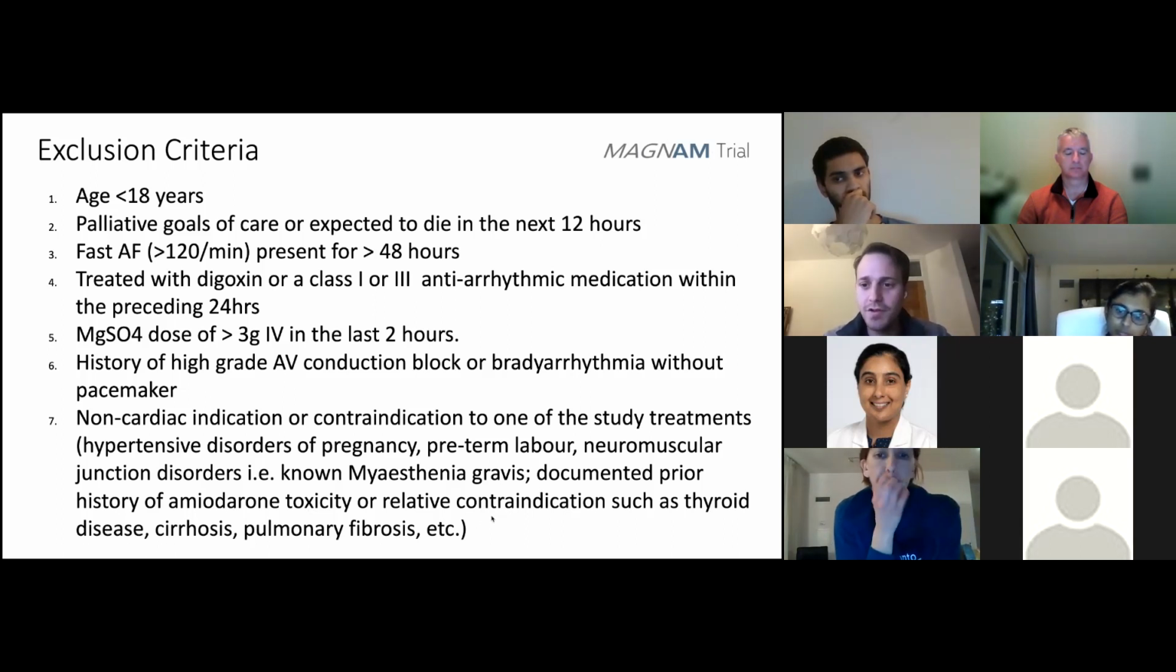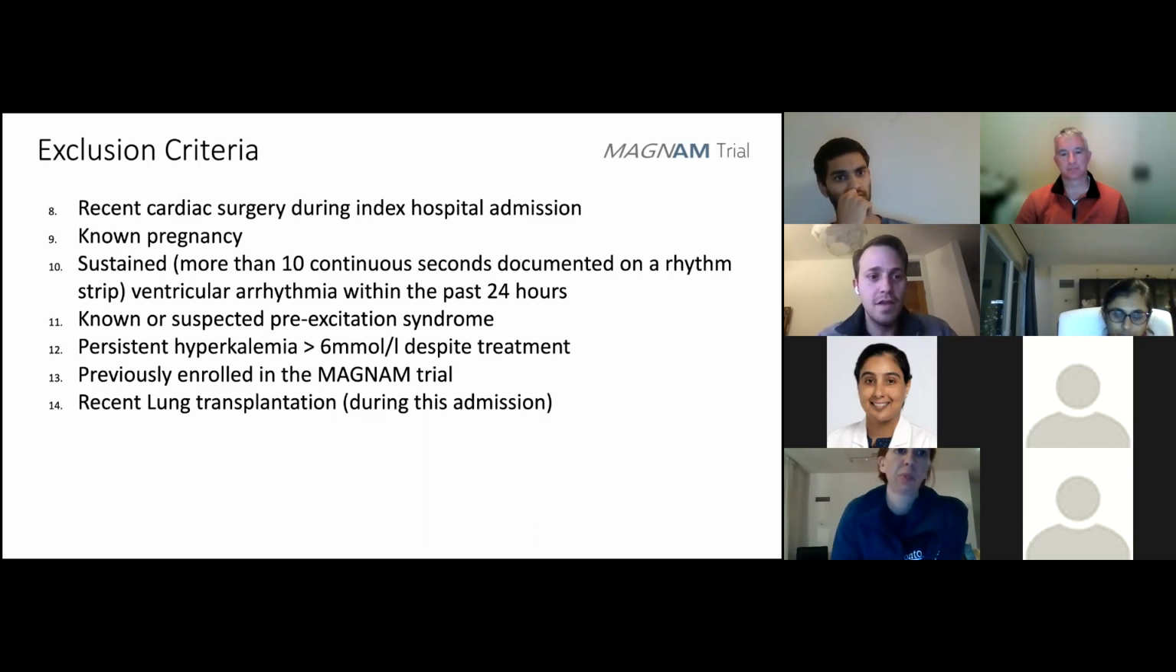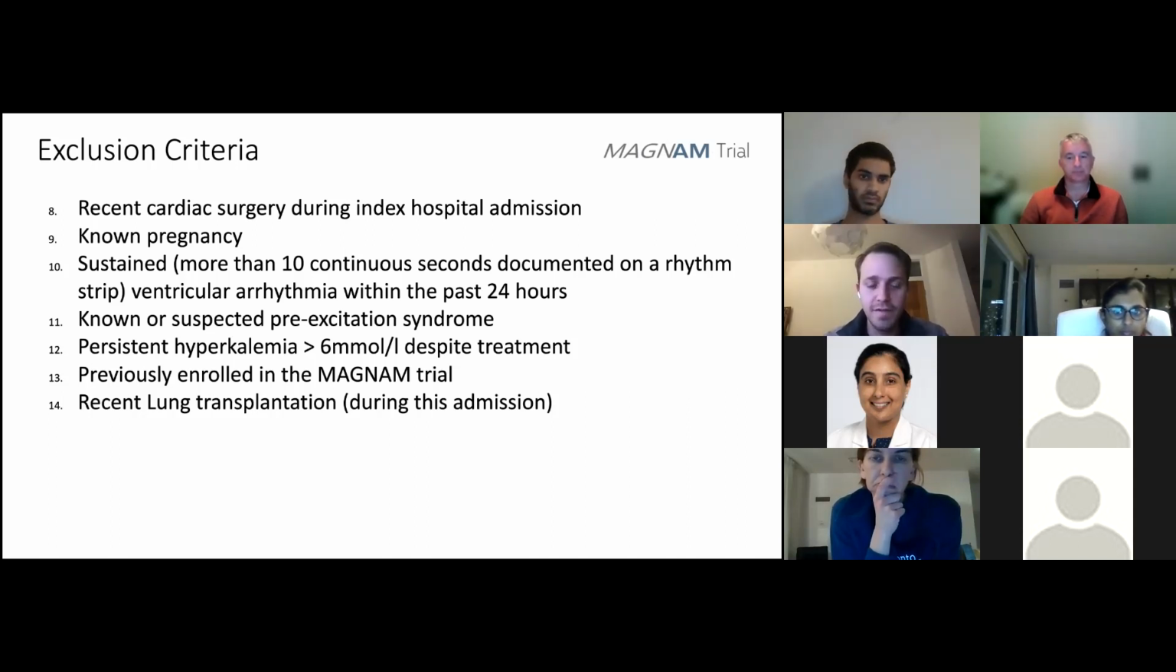If someone has treated thyroid disease or very mild cirrhosis, that sort of thing, I think we have to take that in the clinical context. But if someone is here with severe cirrhosis or liver failure, that sort of thing, then it may be more of a difficult decision. So number 8, recent cardiac surgery during the hospital admission, because we expect those patients act a little bit differently, especially if they've had surgery on the myocardium.